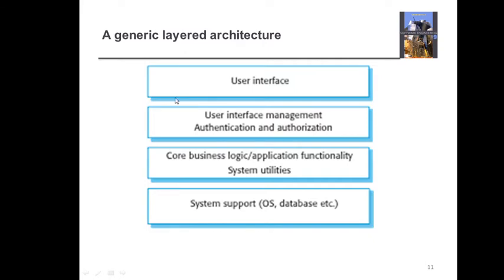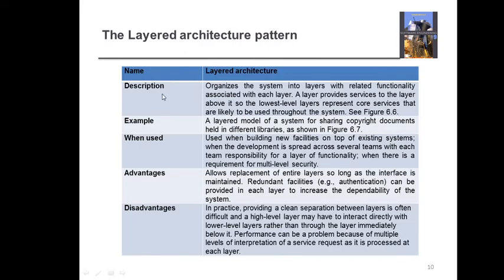So now let's see, based on this architecture, what does it mean. First, as a description, it organizes the system into layers with related functionality associated with each layer. A layer provides services to the layer above it. So the lowest layer represents the core services that are likely to be used throughout the system. Then, as an example, a layered architecture of the system for sharing copyright documents held in different libraries. Leave it. It is used when building new facilities on top of an existing system.